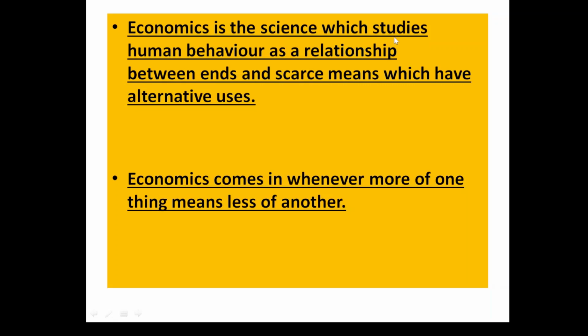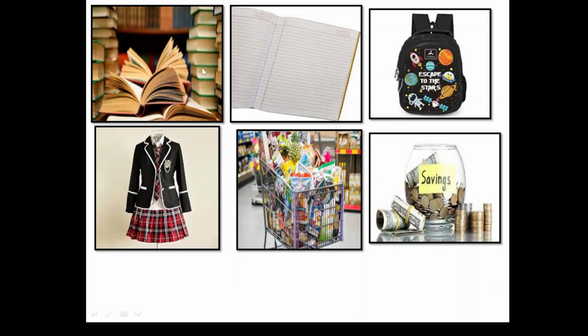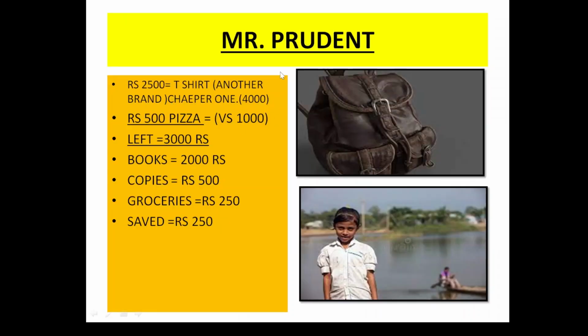Economics is the science which studies human behavior. We have seen in the previous example that there were three boys and they behaved in different ways. Behavior as a relationship between the ends and the scarce means, which have alternative uses. What is the meaning of this statement? There were three boys of different nature and all had the same amount of money, meaning the resources were scarce, or in very simple terms, rupees 5,000 was limited. And in the same amount, someone wanted to have only pizza and a very expensive t-shirt, and someone wanted to have new books, new copies, new bags, new uniform, and also some groceries for home, and at the same time some amount of saving.